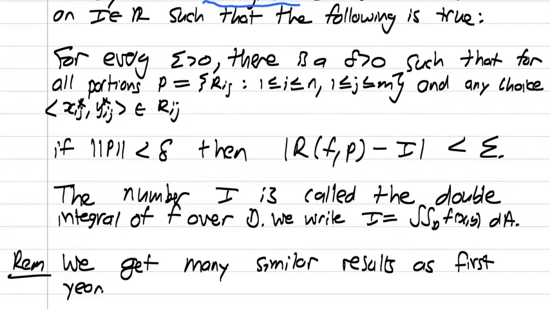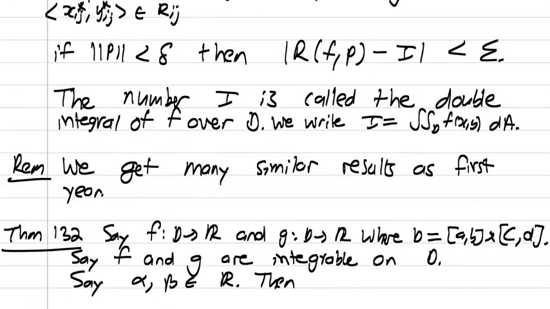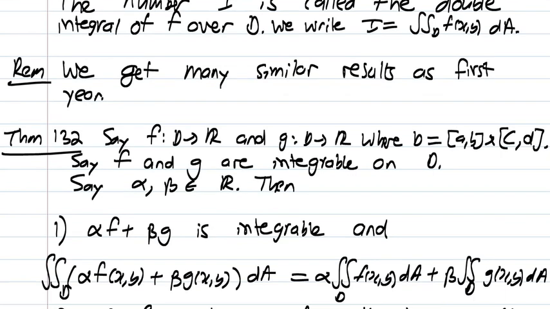Great. Now some remarks. We get many similar results as in first year. So here are some results for double integrals. This is theorem 132 in the textbook. Say f and g are functions of two variables from set D to the real numbers, where D is the rectangle which is the interval [a,b] cross [c,d]. If f and g are integrable on rectangle D, and alpha and beta are arbitrary real numbers, then the following is true: alpha f plus beta g is integrable.